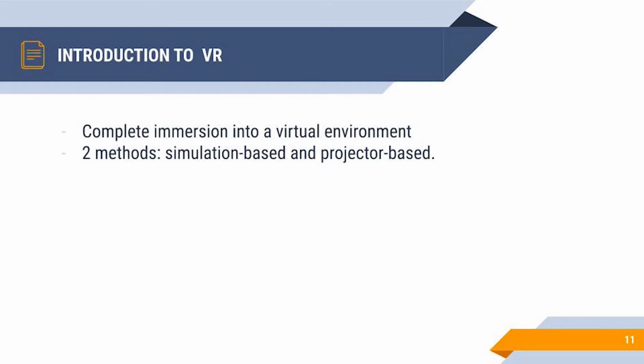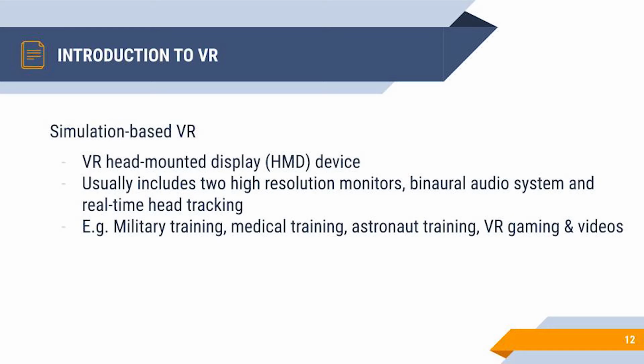Virtual reality could be delivered by two distinct methods: simulation-based and projector-based. Simulation-based virtual reality is the most well-known form of VR, where the user is brought into the virtual environment using a VR head-mounted display (HMD) device. For example, the HTC Vive VR headset.